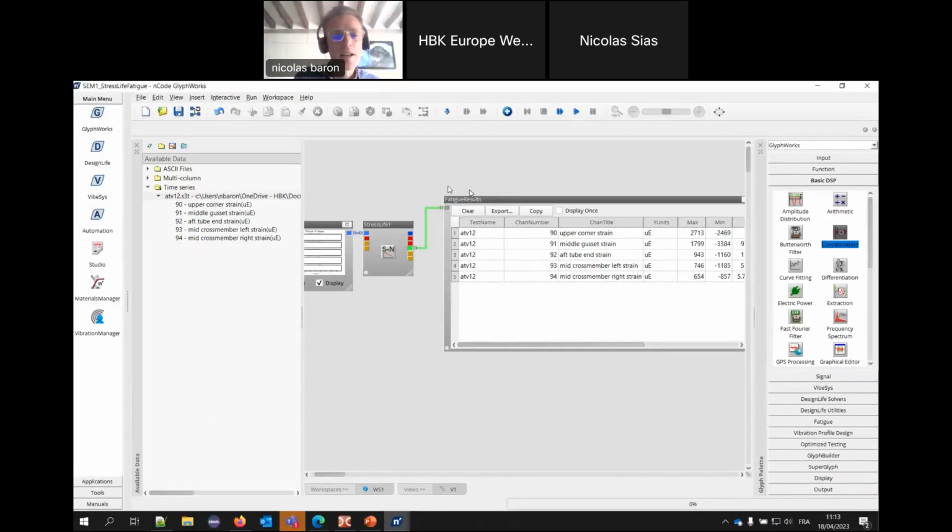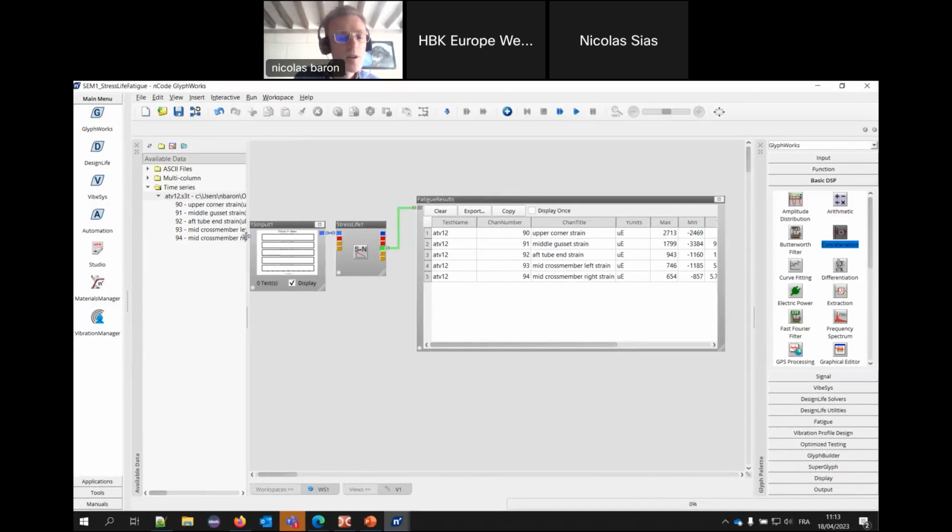So I don't need to repeat this process 5 times. I just have one file that I will drag and drop on the input glyph here, and the result will be calculated for each and every channel. I never have to repeat things. GlyphWorks does this automatically for me. I've just got 5 here, but say I had 100, same story. GlyphWorks does this automatically for us. So how do I do this?